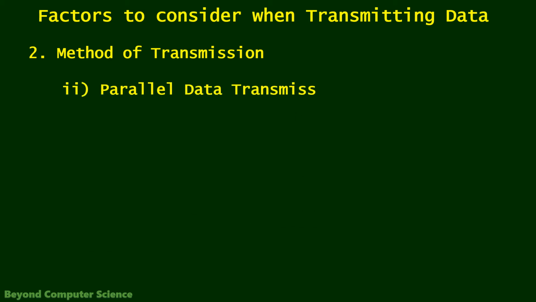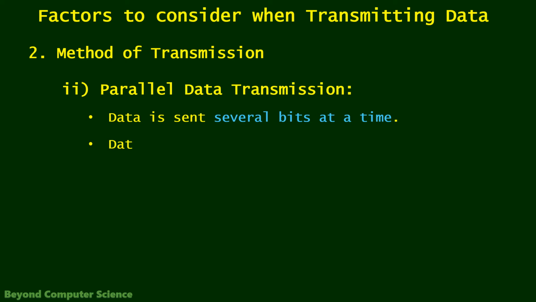The second method is parallel data transmission, and what happens in parallel? Data is sent several bits at a time, more than one bit. 8, 16, 32 or 64 bits can be sent at the same time. So obviously they have more than one wire. They have several wires. They can have eight wires for sending 8 bits, 16 wires for sending 16 bits at a time, or 32 wires for sending 32 bits at a time.